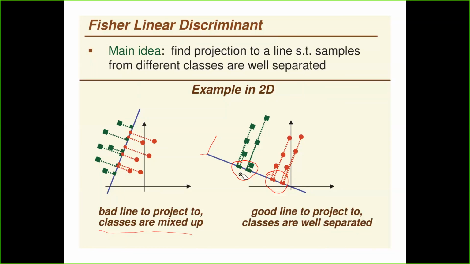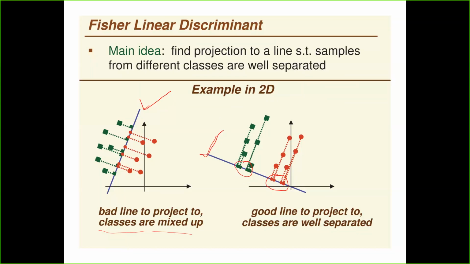Because you're projecting that onto one-dimensional space, right? Onto this line. This is one-dimensional data. This blue line is the projection line. Similarly here also, it is the projection line. This is a bad line. This is an example of a bad line. This is an example of a good line as far as this classification problem is concerned.